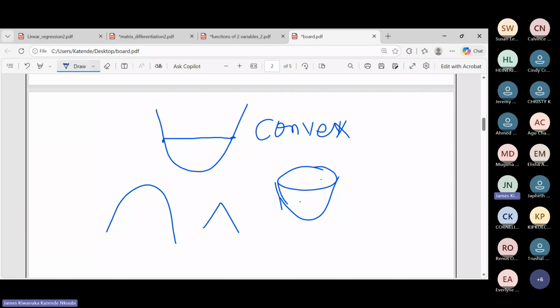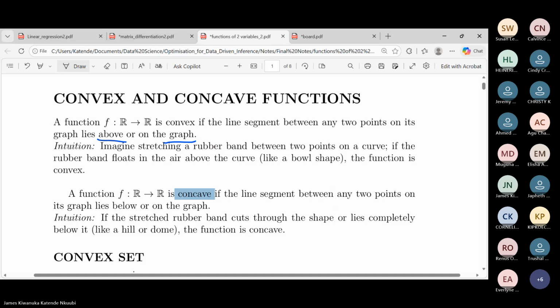And then if it's in 3D, where we can still draw, it would look something like a bowl that is turned upside down. Pick any 2 points inside there. If you join them with a straight line, the line stays entirely either below or on the graph. So this now becomes concave. The second example. Are we together? Yes.